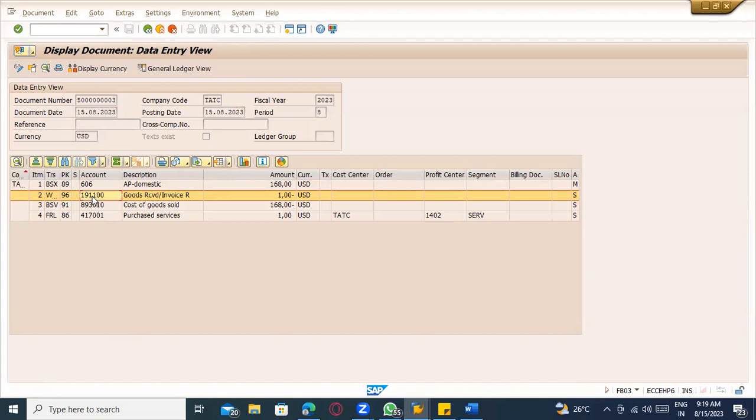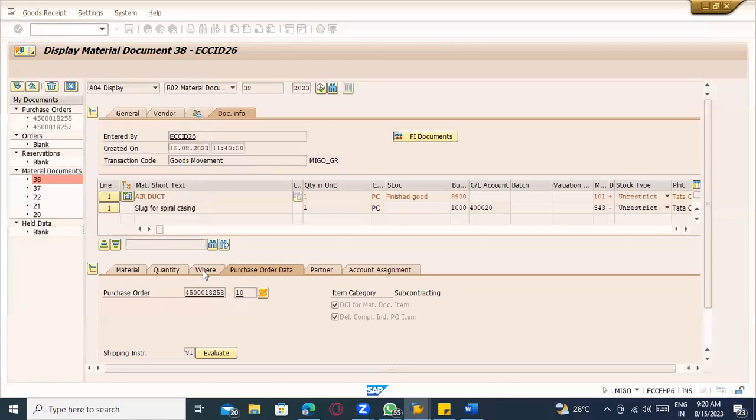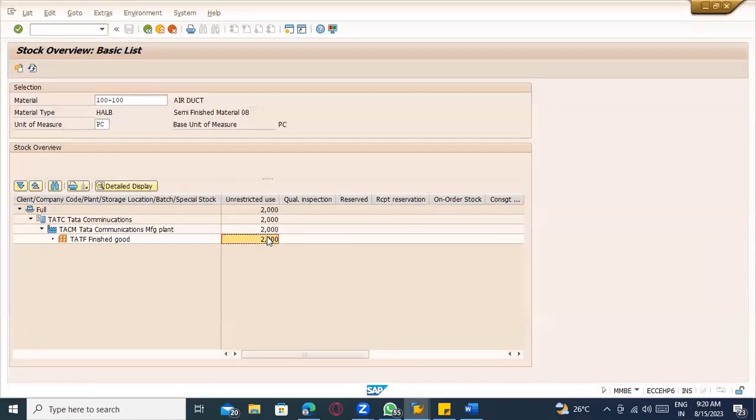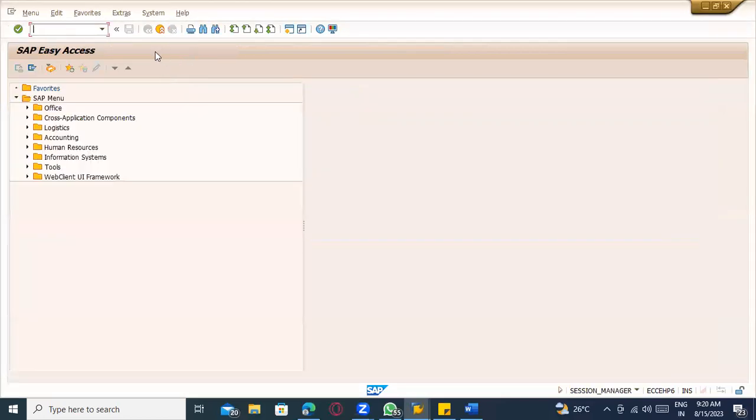Okay. Now the GR, where we received a stock. I can see whether that stock is received or not in my MMBE. You can see I received my stock. Okay, the FG product is received.